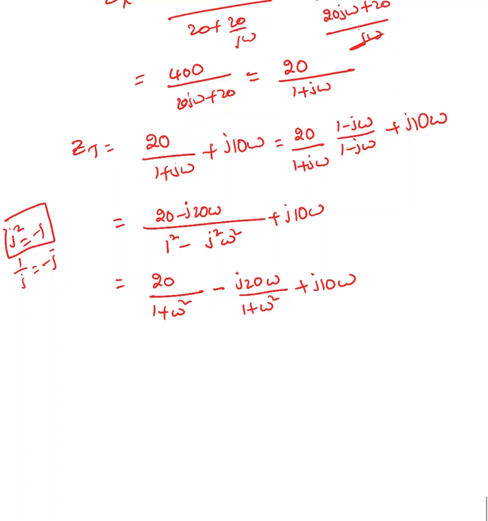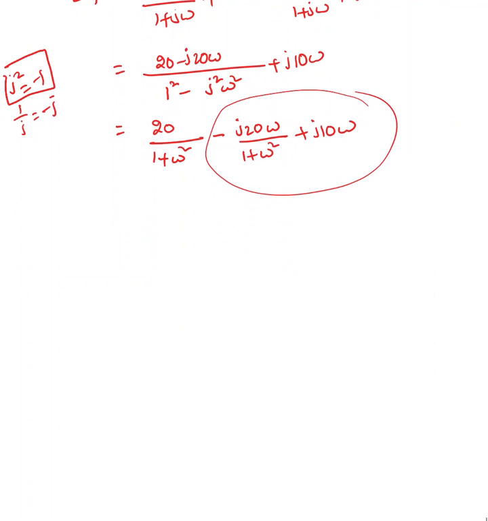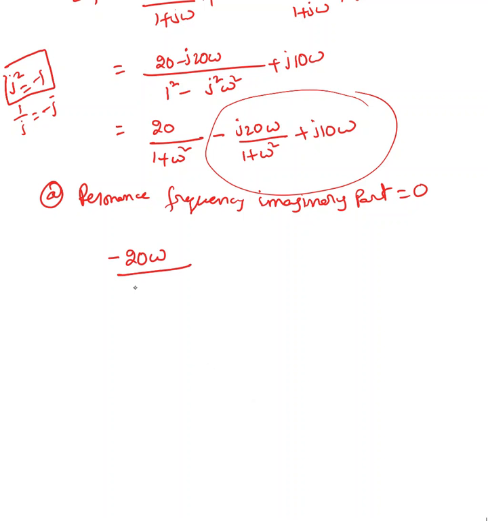Okay, so that's the real part and imaginary part. So you can see this is the imaginary part. To find the resonant frequency, we need to make the imaginary part equal to 0. So at resonant frequency, imaginary part equal to 0. So the imaginary part I have is minus 20 omega over 1 plus omega square, plus 10 omega, equal to 0.